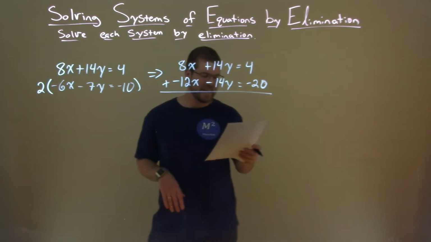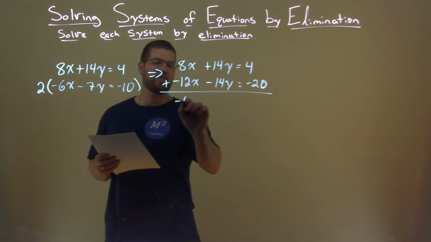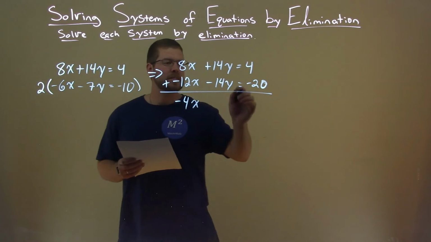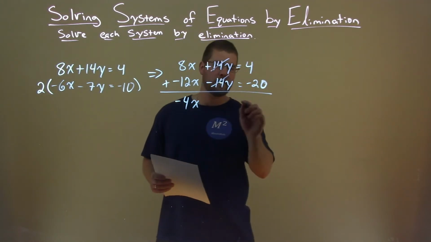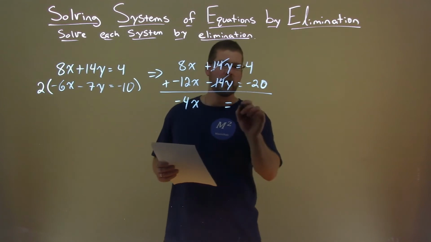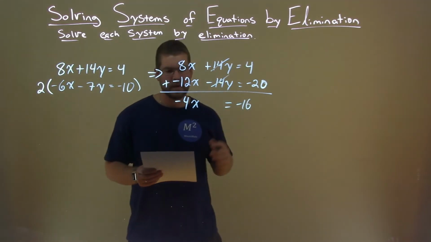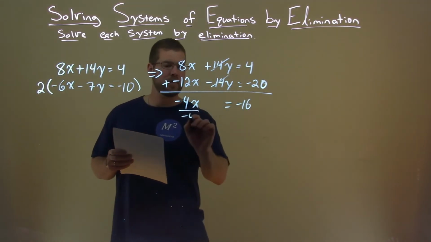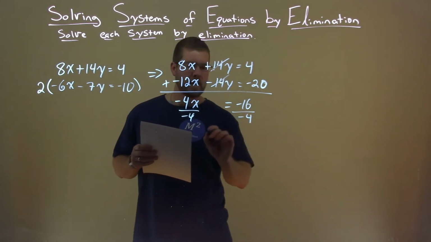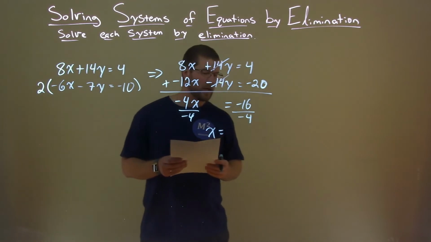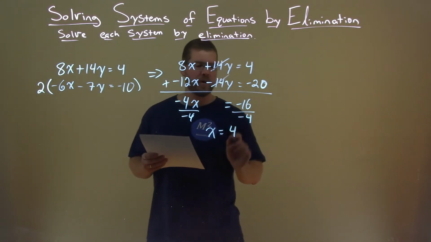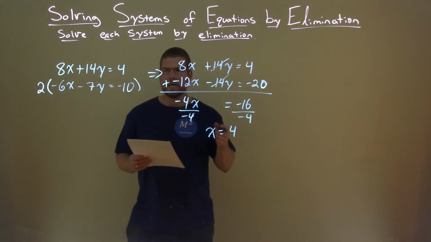8x plus a negative 12x is a negative 4x. The 14y's cancel here, right? 14y plus a negative 14y cancels. And 4 plus a negative 20 is a negative 16. Divide both sides by a negative 4. And x equals negative 16 divided by a negative 4, which is a positive 4. All right, we have x equals 4 here.